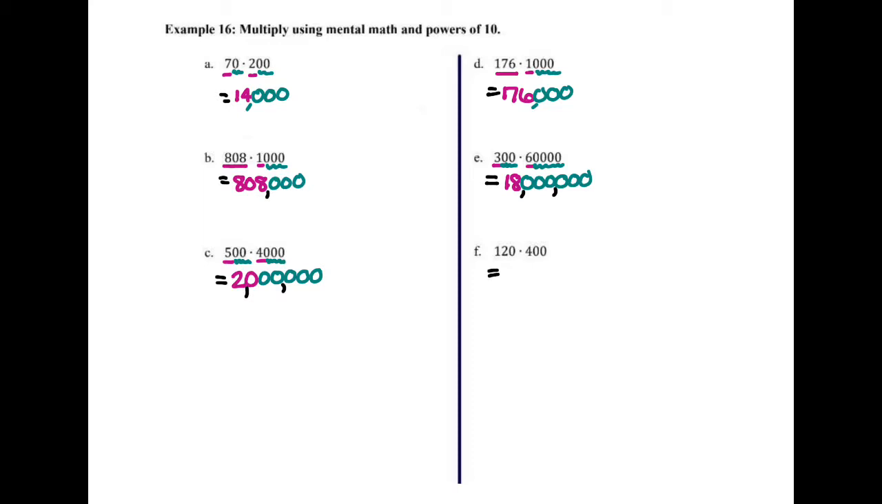Okay, so 12 times 4 is 48. Then 1, 2, 3 zeros. So 1, 2, 3. Put our comma in 3 from the back, and we have 48,000.